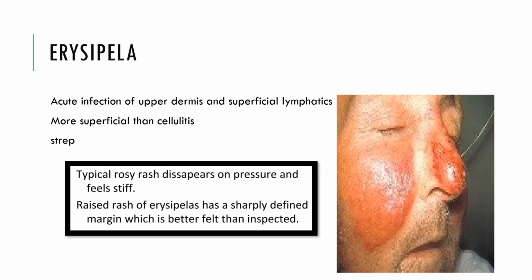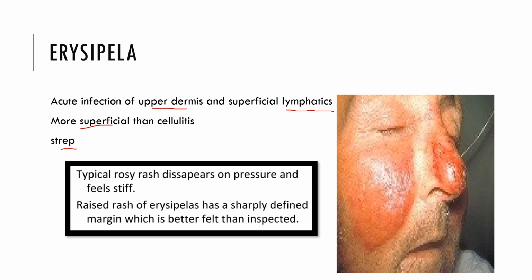Okay, then we'll come to erysipelas. We'll see the difference between cellulitis and erysipelas. So erysipelas is more of upper dermis and superficial lymphatics. Okay, lymphatics are also affected. There is no subcutaneous tissue involvement, and it's more superficial than cellulitis. Streptococcus is the causative organism.